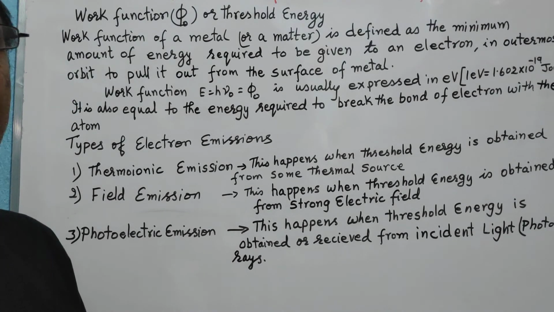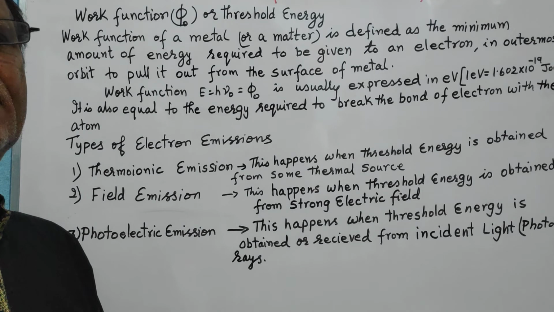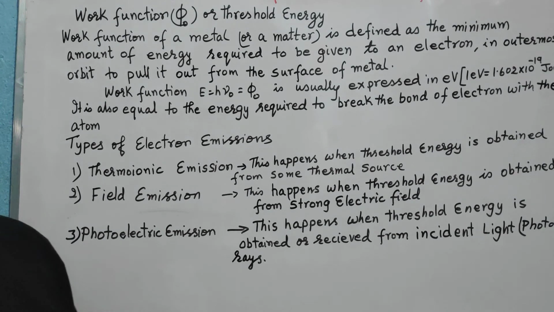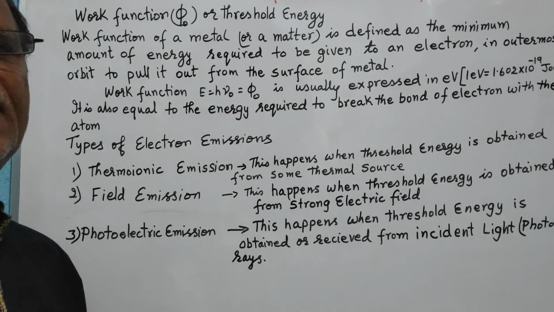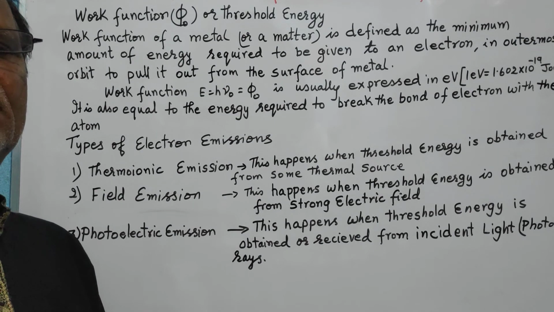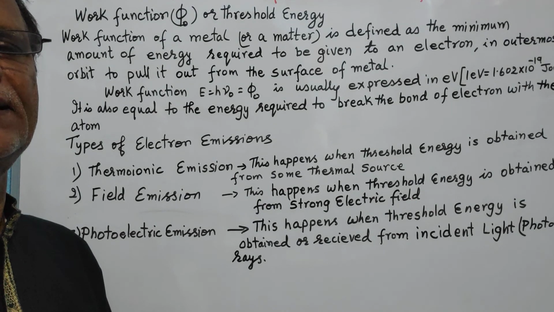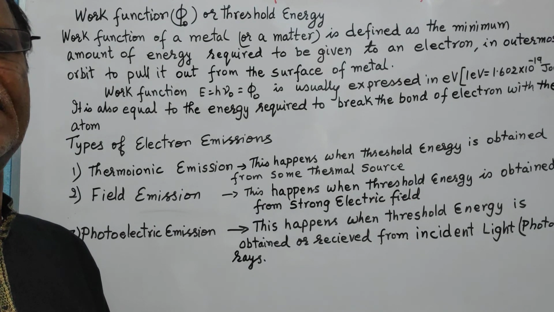Now the third one is photoelectric emission. Einstein found that when light having certain energy and certain frequency, and above that frequency, is incident on a metallic surface, the electrons were able to jump out of the metallic surface, and this type of emission is known as photoelectric emission.